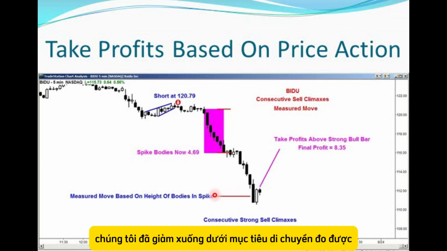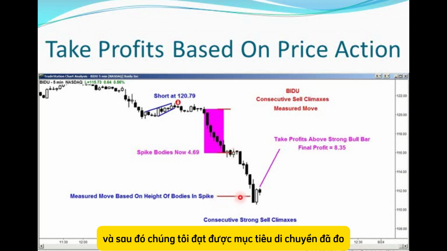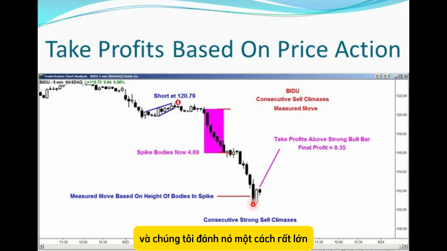Okay, now what happened? We fell below the measured move target. We had a bear spike, a pause, and then we hit the measured move target, and we hit it in a very big way. The bear bars are getting bigger, closing on the low tick. To me, I would exit my total position.